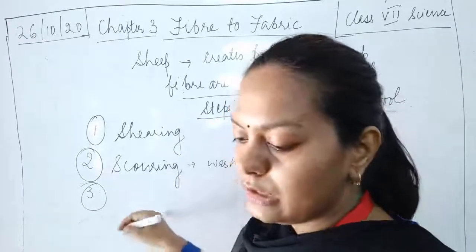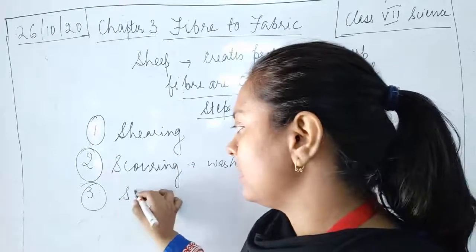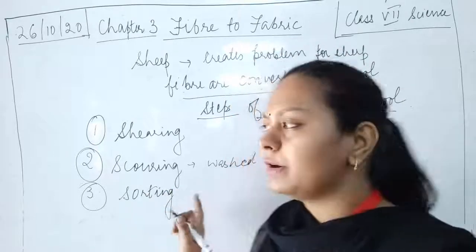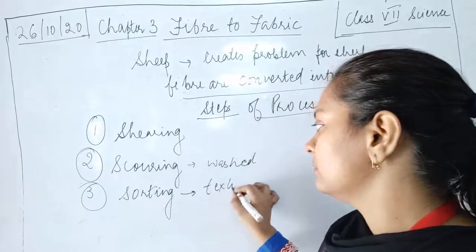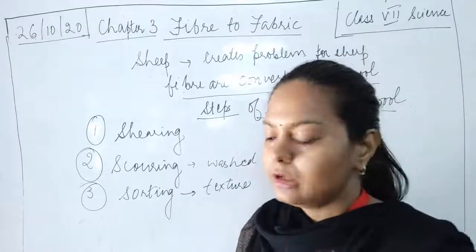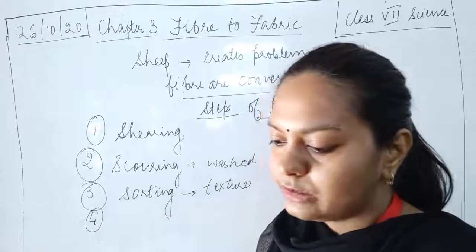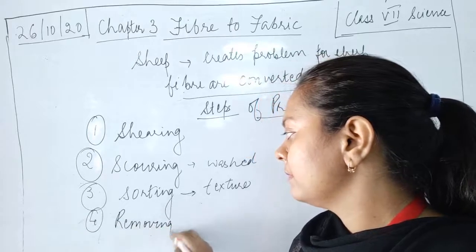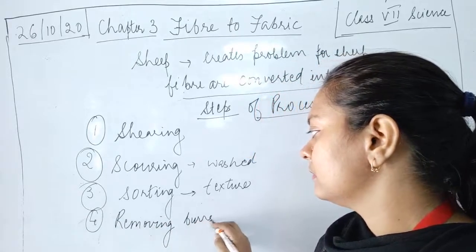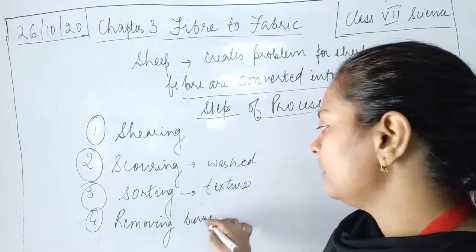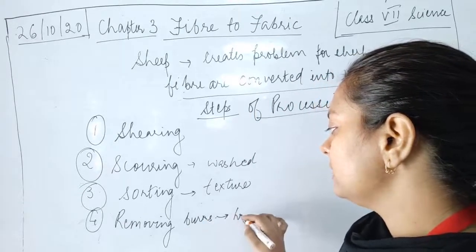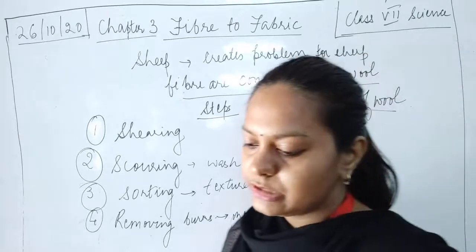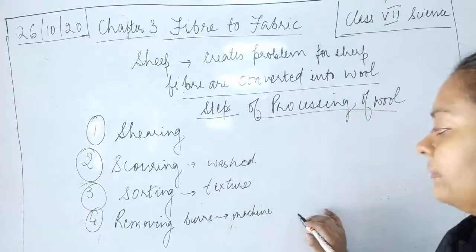Next, after scouring, the third step comes, that is called sorting. Once the hair becomes clean, it is sorted on the basis of its texture. The fourth step is removing burrs. It helps in the removal of the burrs. This is done with the help of machines. It is also done with the help of hand picking.